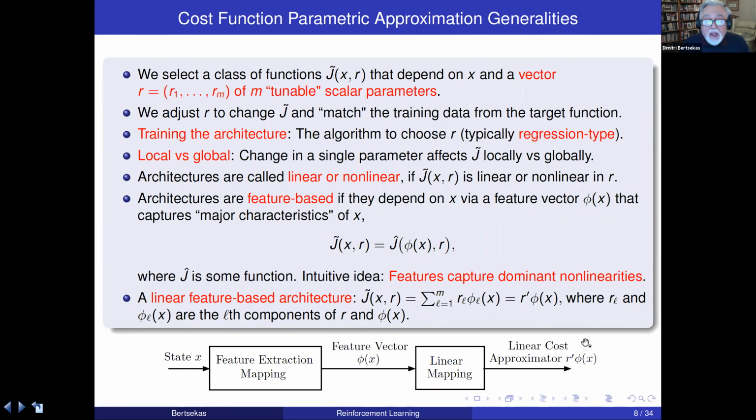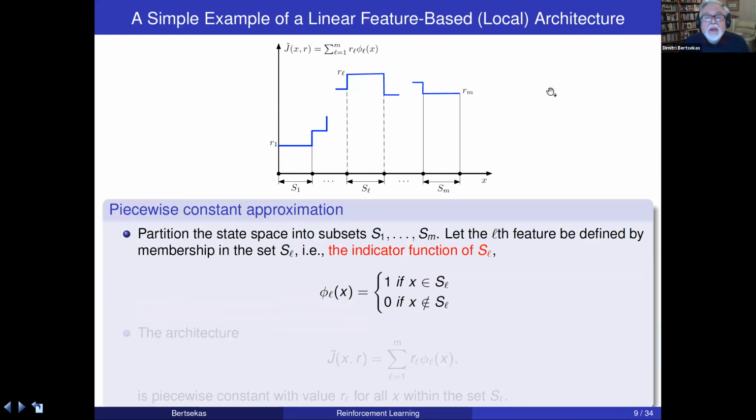Okay, so now I'm going to give you a simple example of a linear feature-based architecture that is also local. So this is a piecewise constant function approximation. We have the target function, and we want to approximate it with a piecewise constant function. So what does this mean? We partition the state space into some subsets within which the approximation is going to be constant.